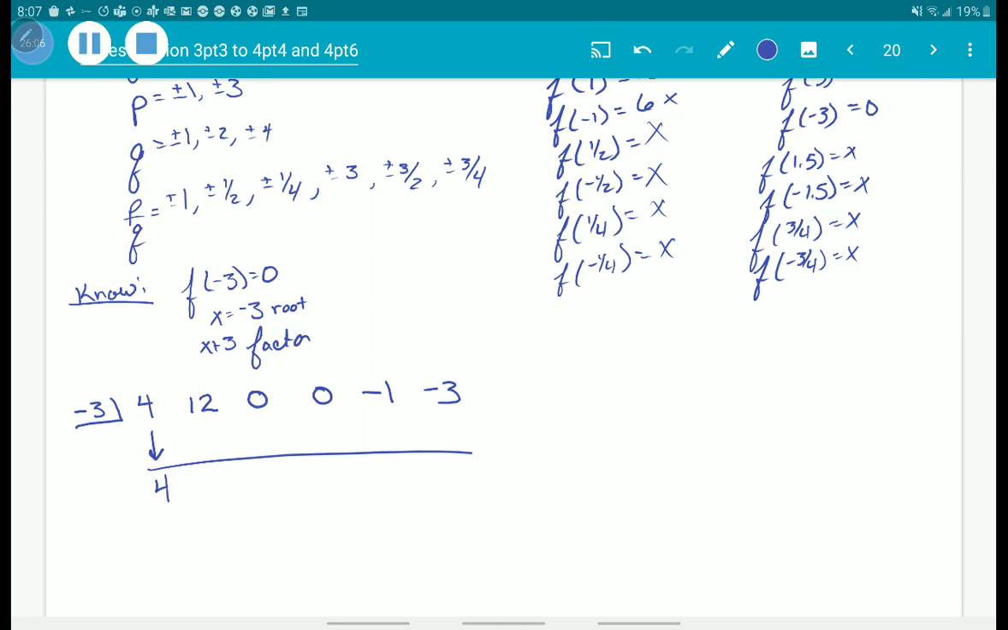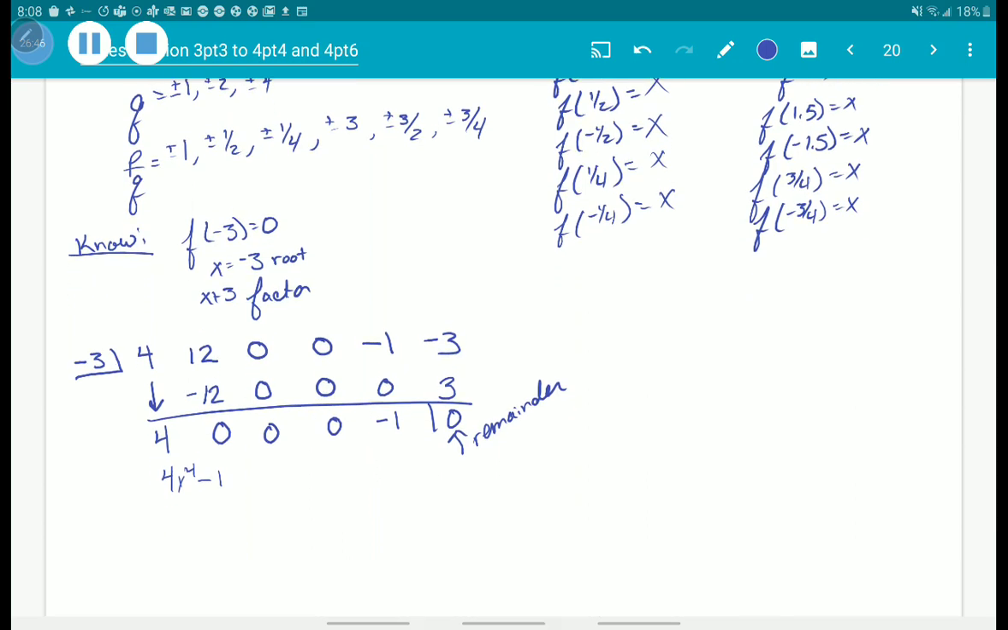If we bring that 4 down, multiply, add, multiply, add, multiply, add, multiply, add. So there's our remainder. We already knew that remainder was going to be 0. Remember, this is 1 degree less. So we started with a 5th degree, so this would be 4x to the 4th, 0x cubed, 0x squared, 0x minus 1.